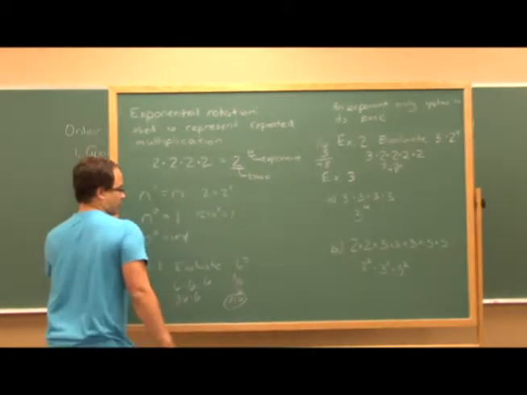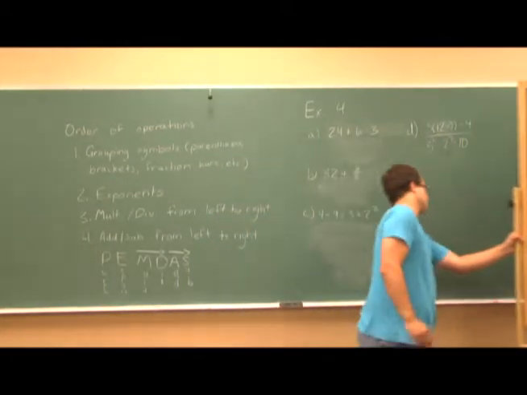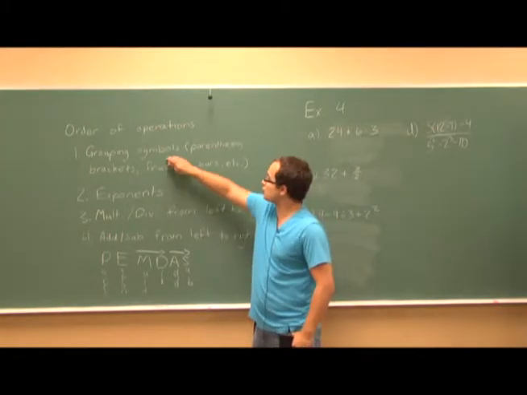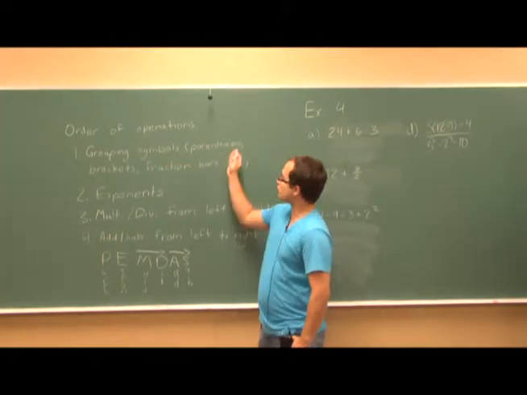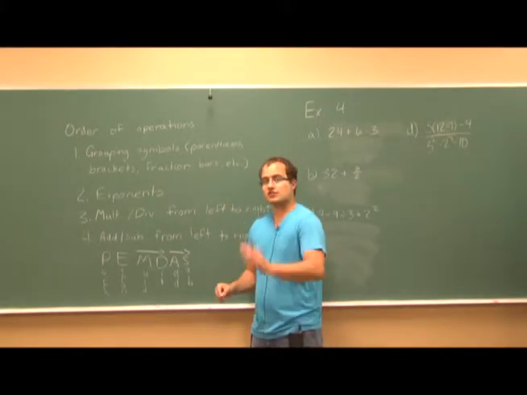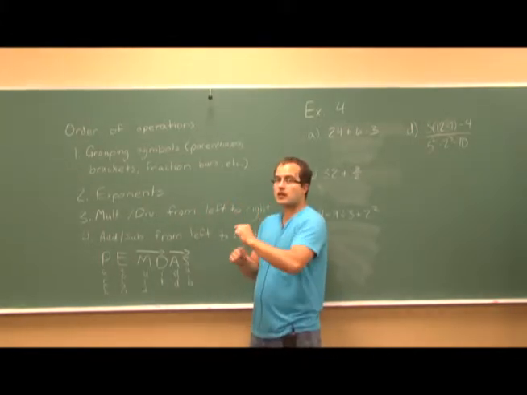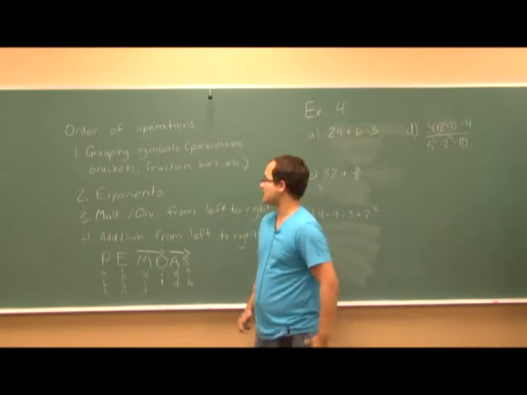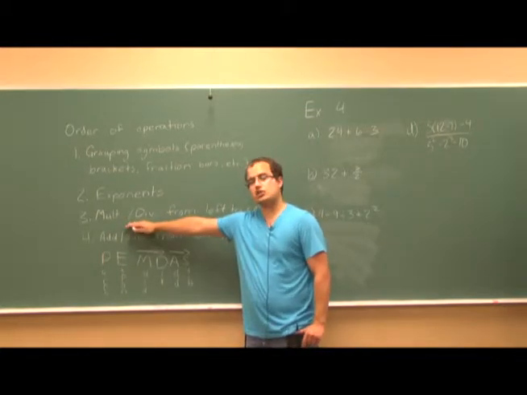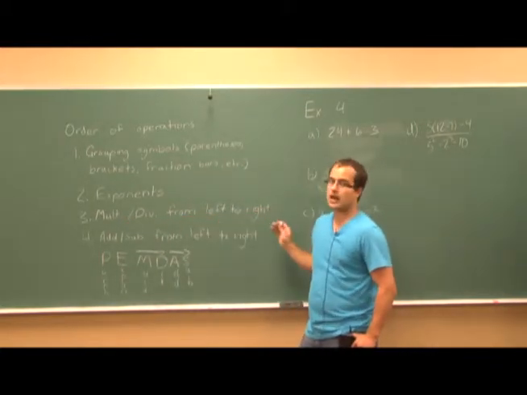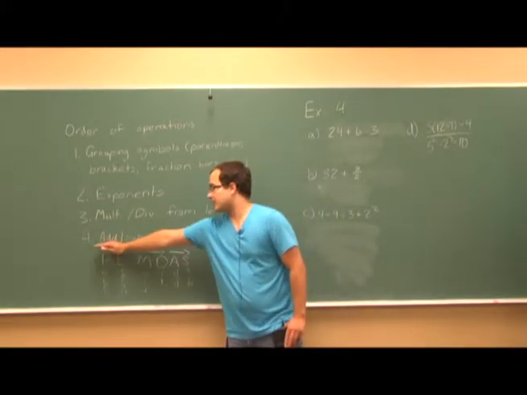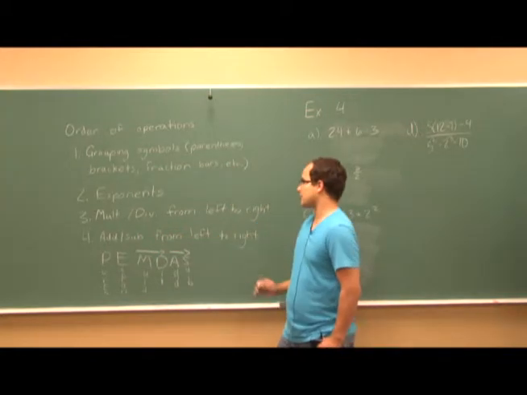Now, order of operations. First, you do grouping symbols, which are parentheses, brackets, and fraction bars. So when you have a fraction bar, you have to do the top and the bottom separately before you actually divide. Second are exponents. Third, multiplication and division from left to right. It doesn't matter which one comes first, it just goes left to right. And then fourth, add and subtract from left to right.